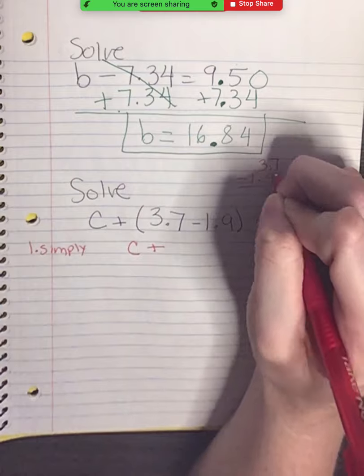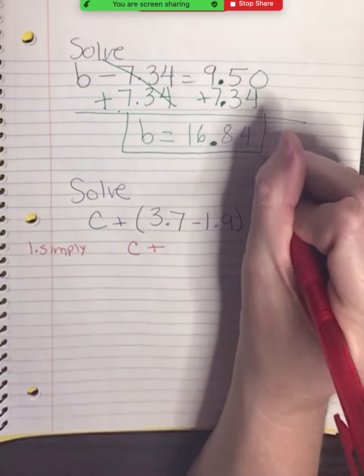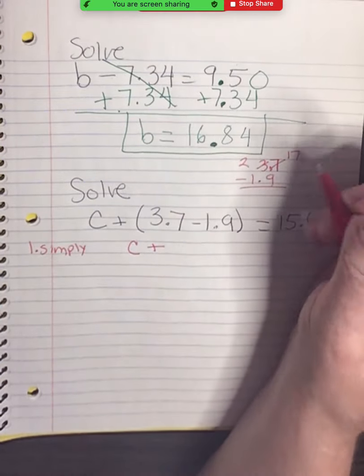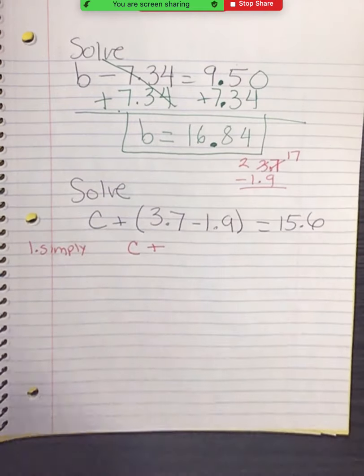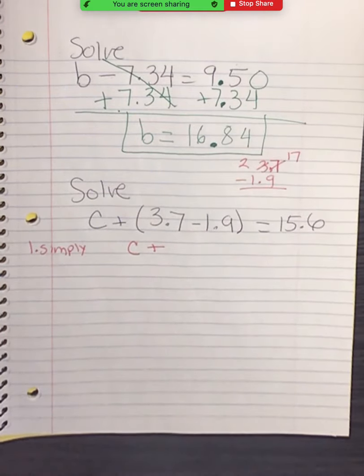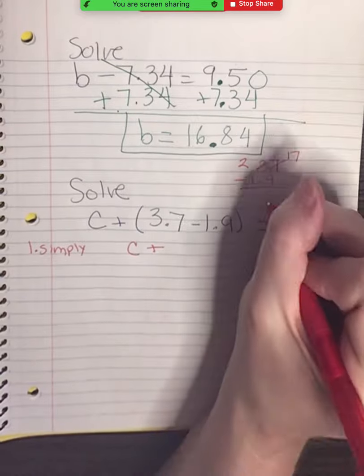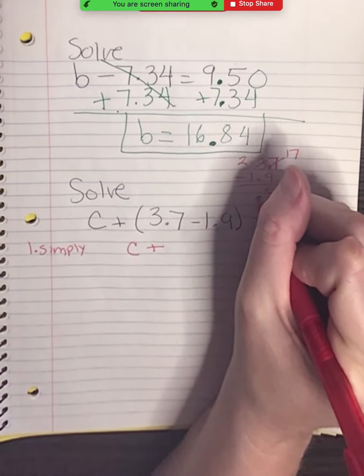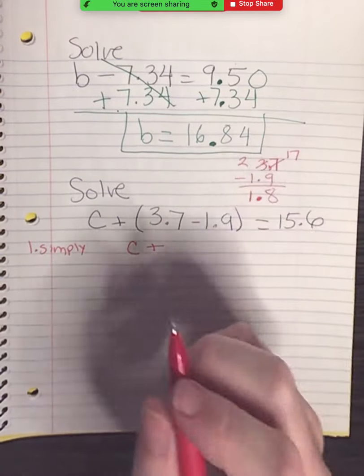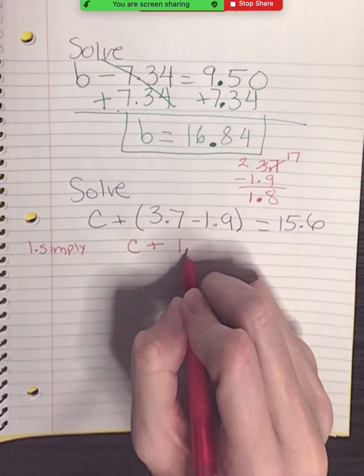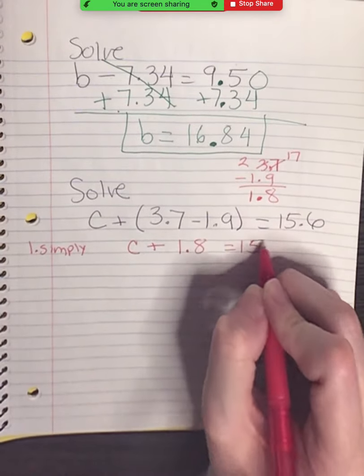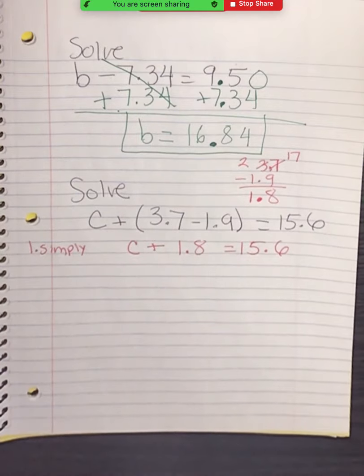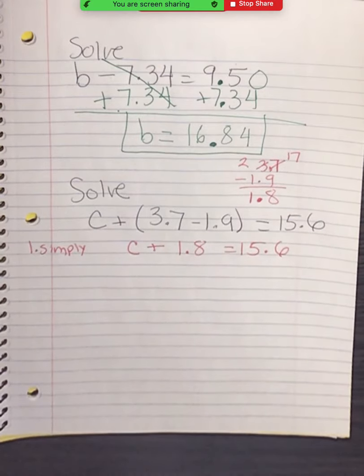You don't change that 15.6 because we're not doing the inverse of anything. You only do it to both sides if you're taking the inverse, okay? So then we have c plus 1.8. So the inverse of addition is subtraction. So I need to subtract 1.8 from both sides. Okay, c plus 1.8 minus 1.8, they cancel out, and that's how you get c.